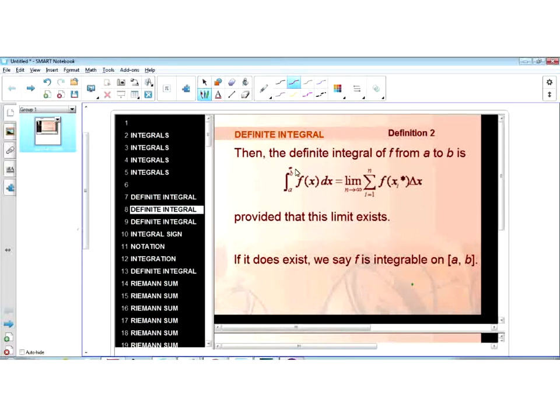The word definite means that you have these numbers right here. You've defined your partition, so you'll have x sub 0 and x sub n right there. Those two numbers have to be present for the definite integral. And so the evaluation of this limit will give you the area under the curve.